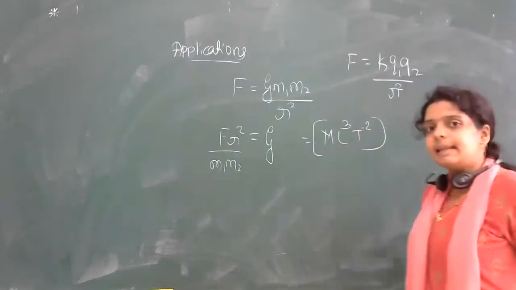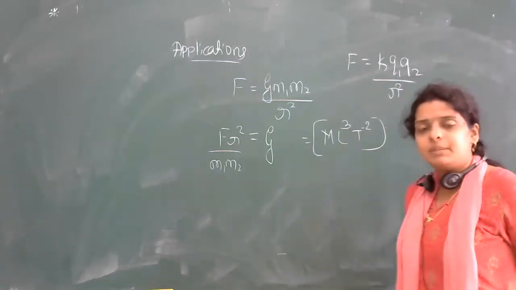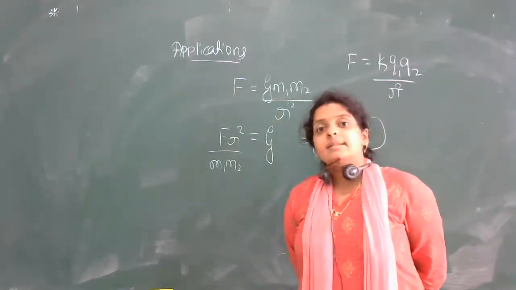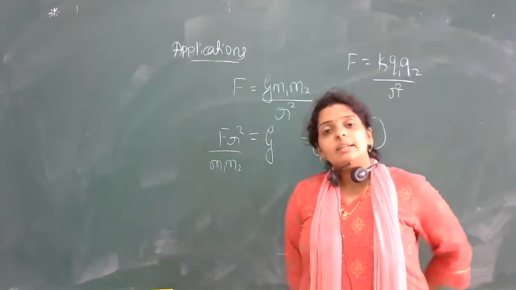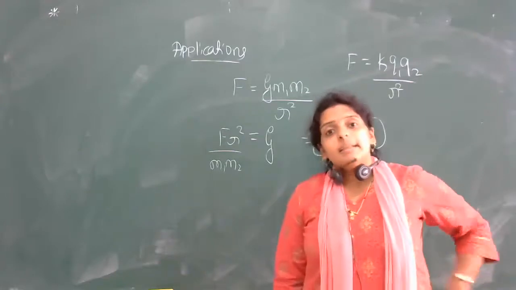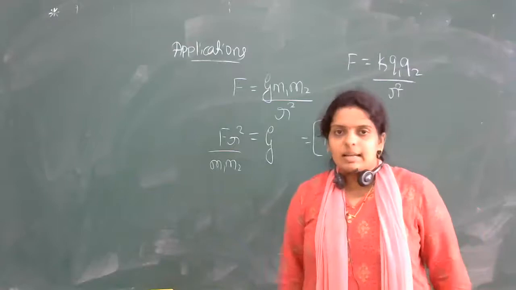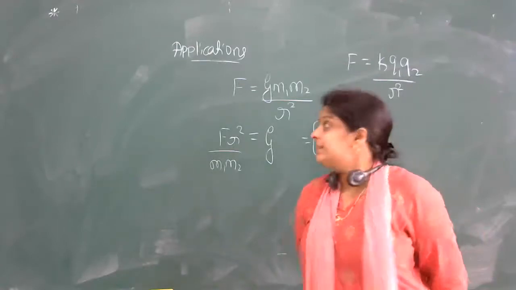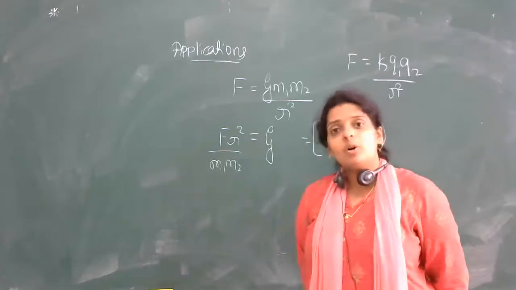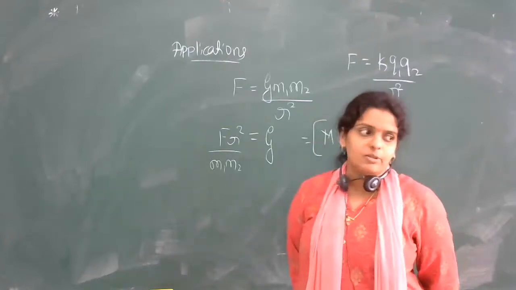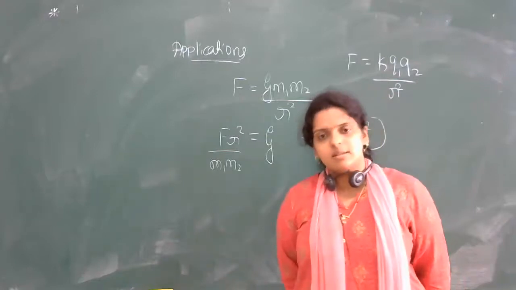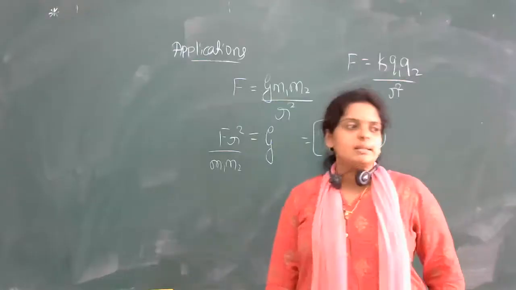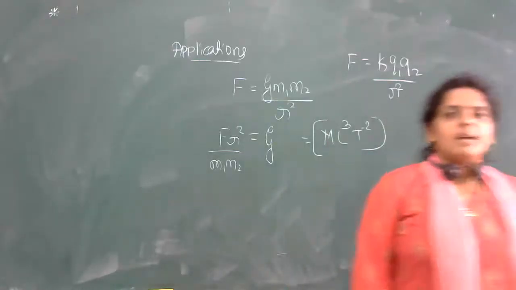So this is your second application. First application is what? You can calculate the unit of a given physical quantity. Second application is what? You can calculate the dimension formula of a given physical constant. Either it may be g or it may be k, or you may have a few more constants. So all the constants' dimension formulas you can calculate by using the dimension analysis method. Is it clear everyone?